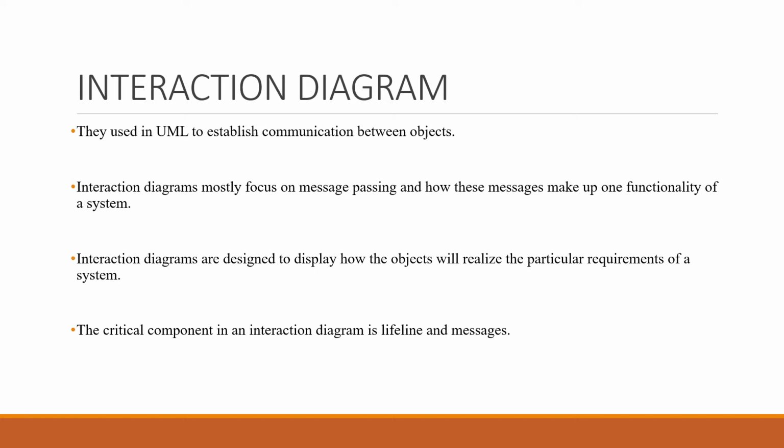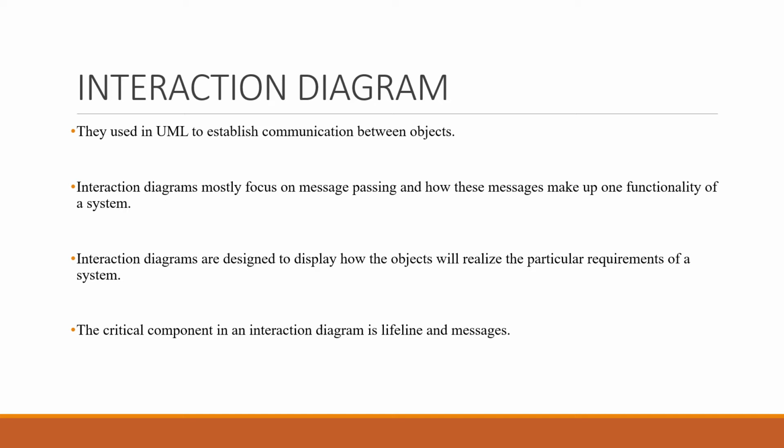So in this video we are going to study the interaction diagram and its various types. Basically, these diagrams are used in UML to establish the communication between objects. When the objects are communicating between themselves, it does not manipulate the data associated with that particular path. It mostly focuses on message passing, and it also displays how the objects will realize the particular requirements of a system.